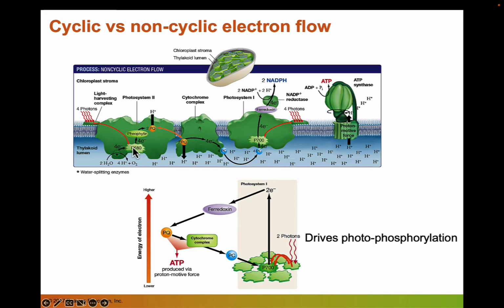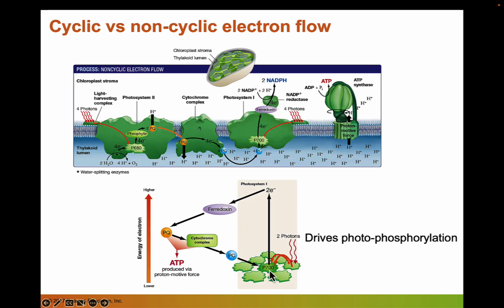So here we have photons striking and moving through photosystem 2, and PC then connecting photosystem 2 to photosystem 1, and you make NADPH and ATP, and you have this proton gradient.